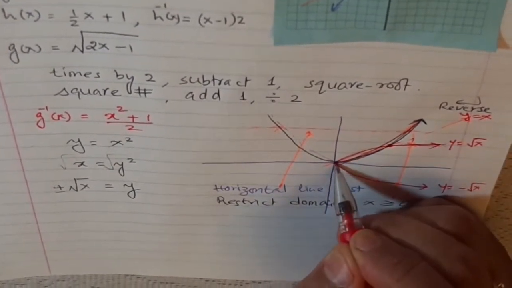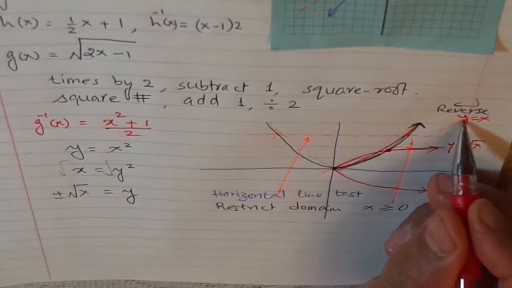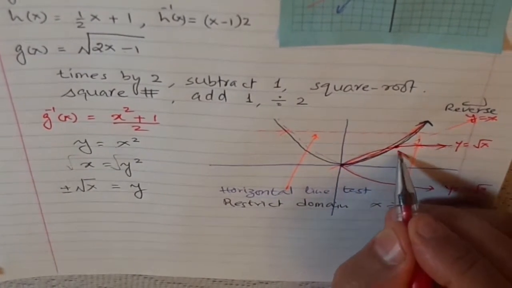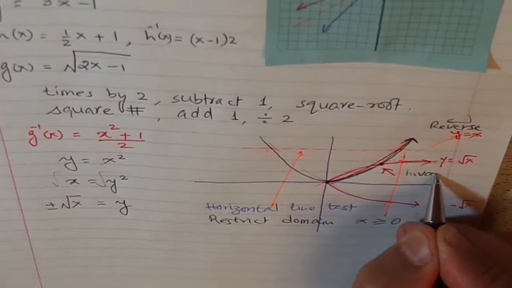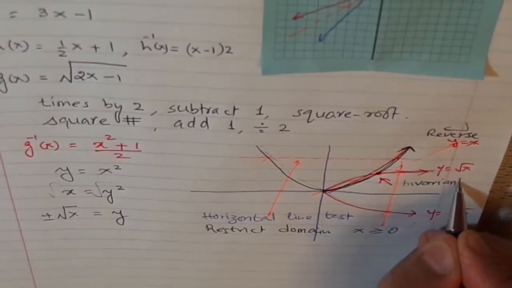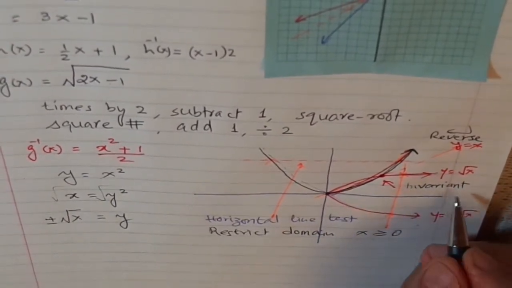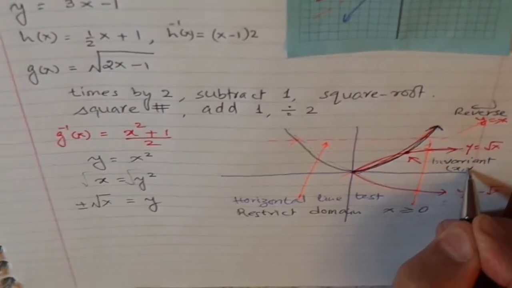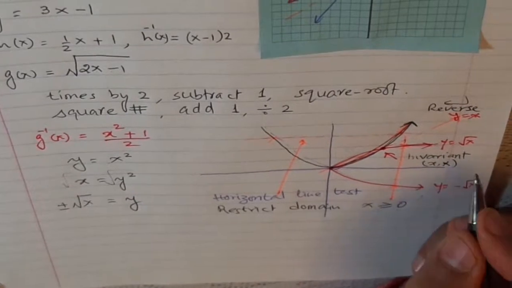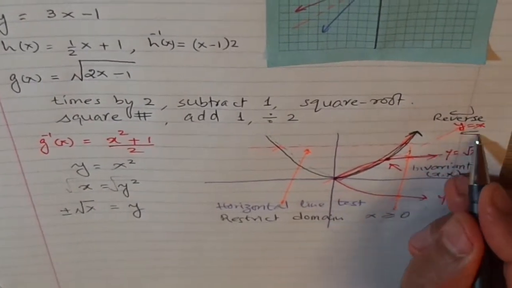There are points which are common, the points of intersection with y equals x. These are called invariant points. Their value doesn't change because here x and y values are equal. So I should write x comma x. Both are the same. They lie on the line y equals x.